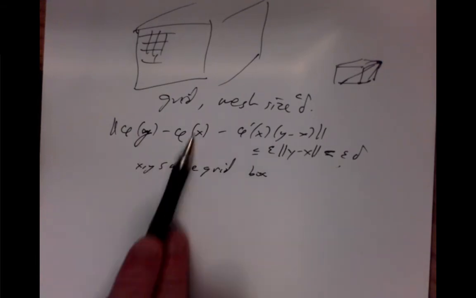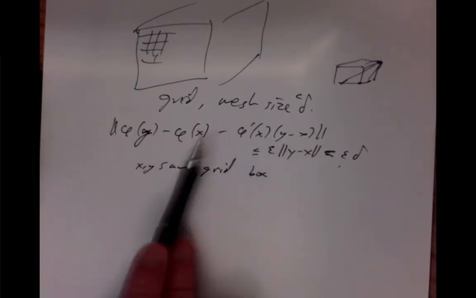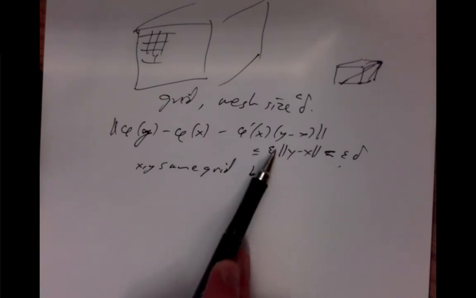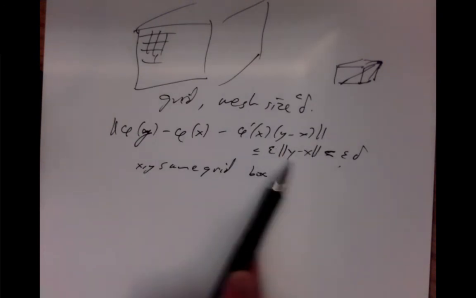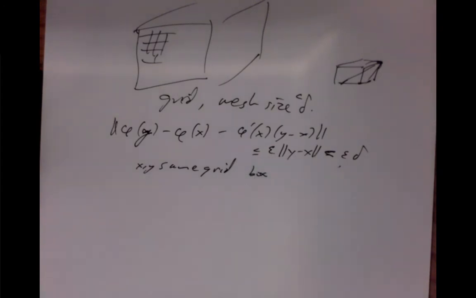So we've made sure that for points that are very close together in tiny little boxes, the map is approximately equal to its linearization, and the error is little o of this quantity, so we can write it as some epsilon times the distance across the little tiny grid box.